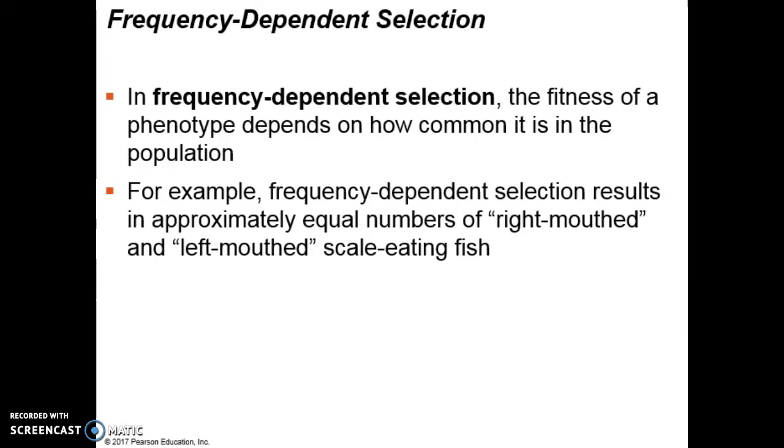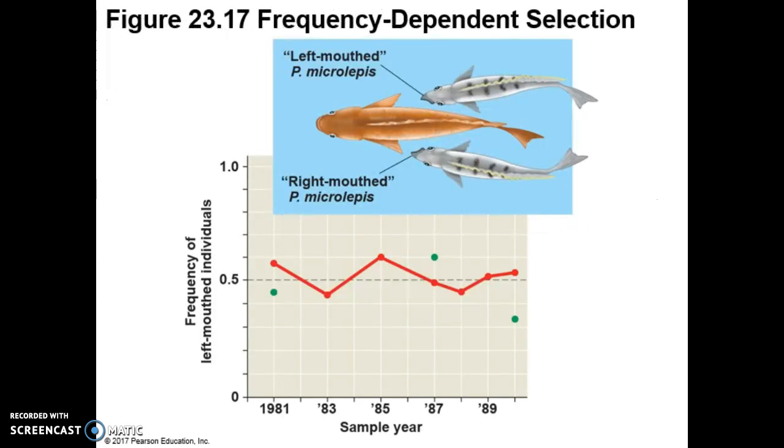So like you're seeing there, right-mouth and left-mouth scale-eating fish. That's an example from your book. Here's a graph that shows, basically, we're talking about suckerfish, right? And so which side do they swim on? And the more prevalent phenotype is more desirable. Sort of the idea that we want to fit in. We want our mates to look like our friends' mates and things like that.